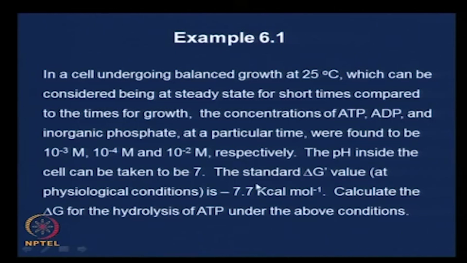The standard delta G dash value at physiological conditions, okay, there is a whole meaning attached to this delta G dash value. It is not the same as delta G naught value. I hope you recall that. At physiological conditions, that is delta G dash, and what is physiological about it, you must be able to recall, is minus 7.7 kilocalories per mole, and calculate the delta G, the Gibbs free energy change for the hydrolysis of ATP under the above conditions.